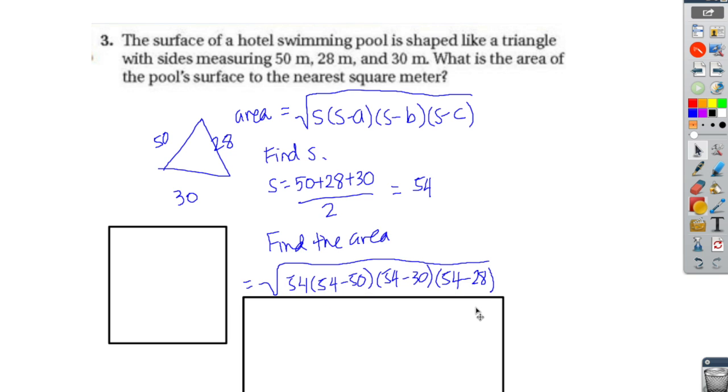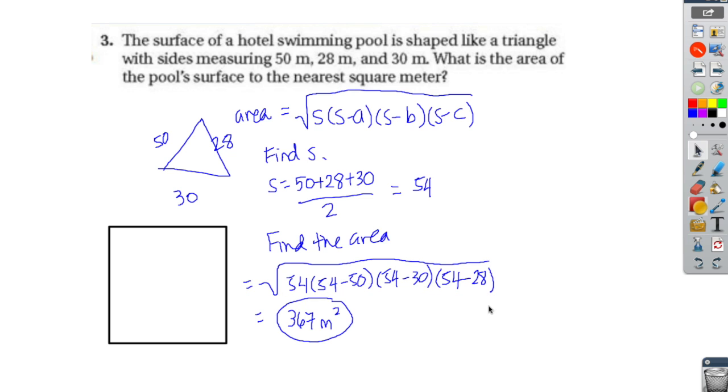So it doesn't matter which value you key in first, whether it's 54 minus 30 or 54 minus 28, since you're multiplying those values together. However, please make sure that you're getting the square root, again, to find the area. So in this case, I am hoping that we are finding the same area measure, which is 367 square meters.